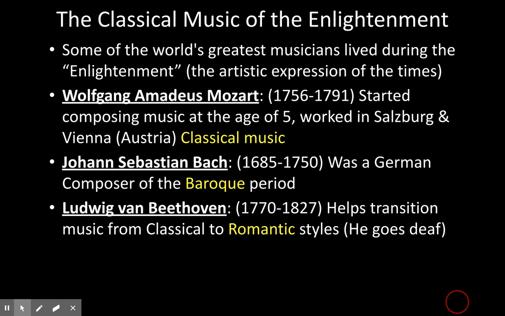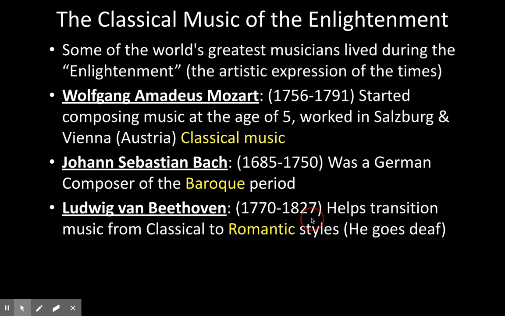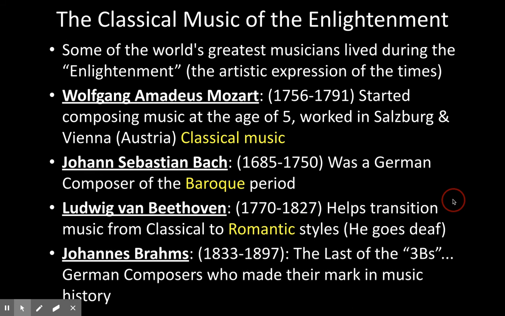Oftentimes, all called classical music, but there is some difference, like Baroque style, and even towards the end of the 1700s and into the 1800s, we get a new artistic movement called Romanticism. And we'll talk about that, but Beethoven kind of falls under that category. And if there is a third of the famous German Bs, it would be Brahms. So Bach, Beethoven, and Brahms, who left their mark.